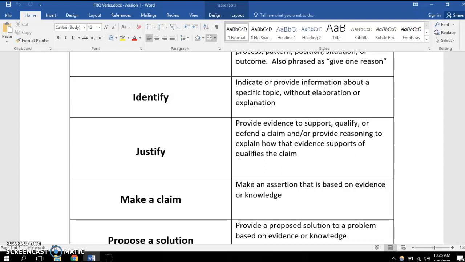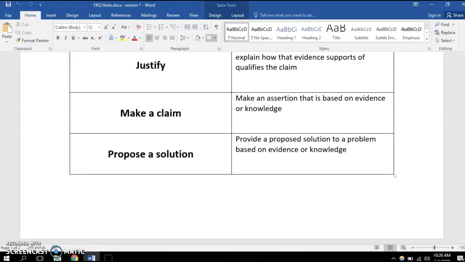And we're going to talk more about that later this week when you have some examples of that. Making a claim is the assertion that is based on evidence or knowledge, all right? You might have to make a claim in some sort of scientific method experimental design setup based on the evidence that you're given.